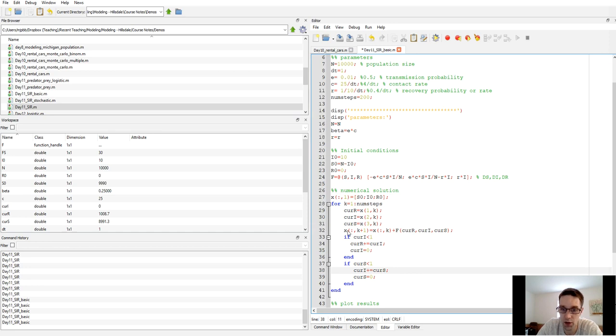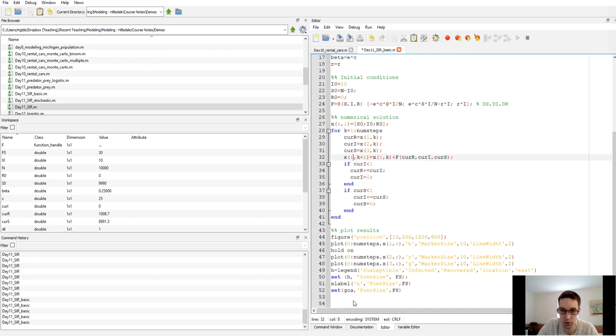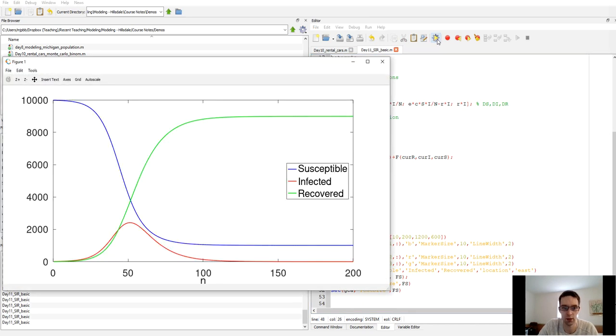All right, but as far as the update rule goes, we're going to take our old state, which is column k. We're going to add the change, which was given by this function that we created before, and then we'll save that in a new column. And once that's complete, we can plot the results. And here I'm just plotting row 1 in blue, row 2 in red, and row 3 in green. All right, well, let's run that and see what we get.